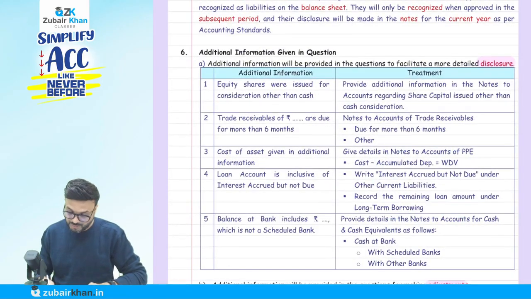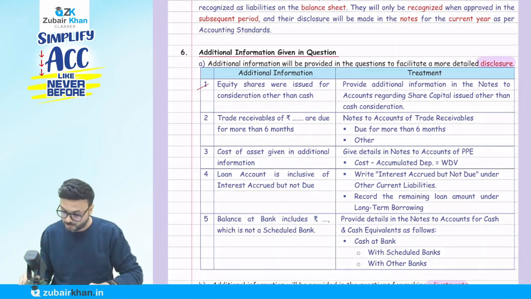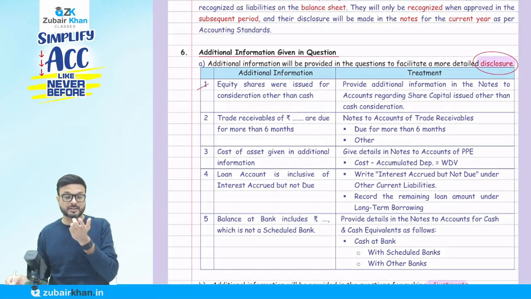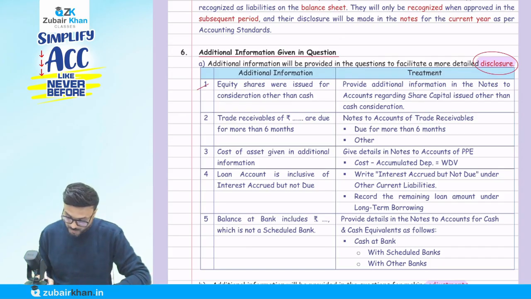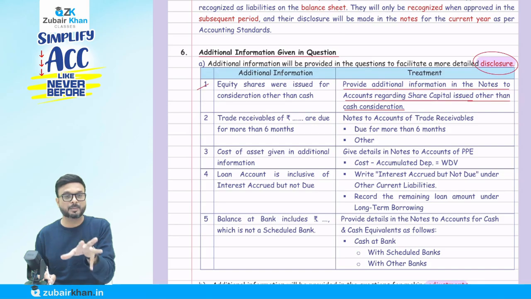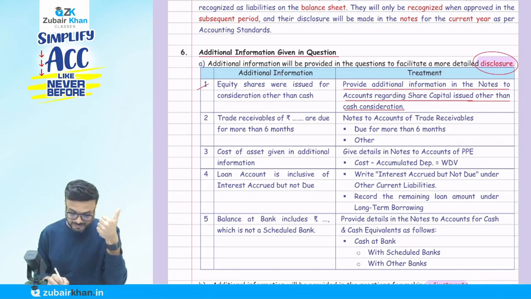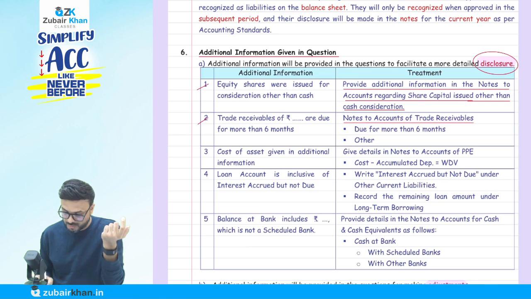You can see the additional information given in the question. First, you can see equity shares, this is a disclosure point of view. Equity shares were issued for consideration other than cash. What does it mean that we issue shares other than cash? We have to provide additional information in notes to account regarding the share capital issued other than cash. We just have to mention in the notes to account in share capital how many shares we have issued other than cash consideration. Second, they will ask you trade receivable of rupees XYZ are due for more than 6 months. So we'll write it down in notes to account of trade receivable due for more than 6 months and other. We have already discussed.